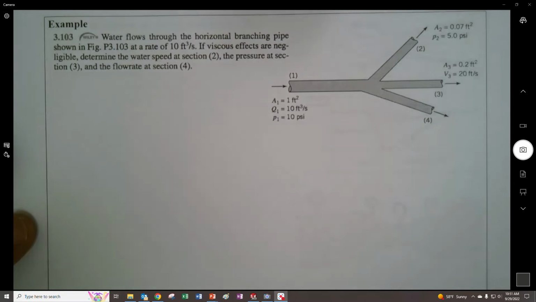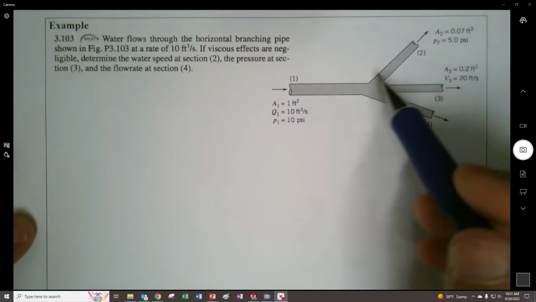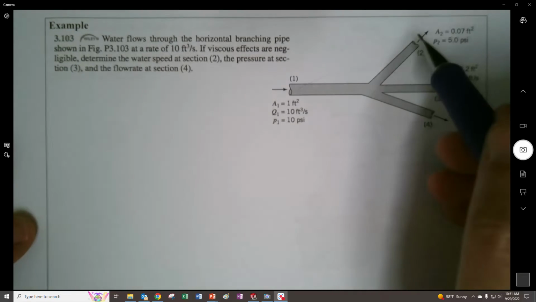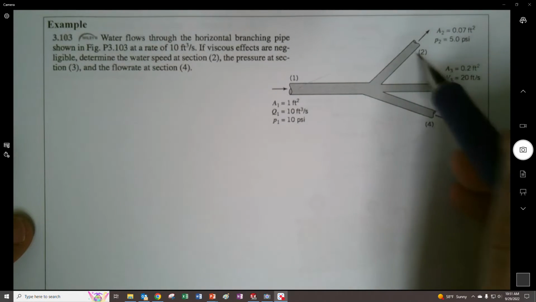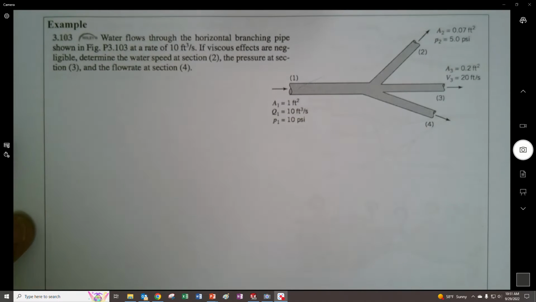Okay, continuing on with class 10, here is the third video, and we're going to deal with another example out of Munson's book. This has water flowing through this horizontal branching pipe, so this is in the horizontal plane. So there's not going to be any z's. All the z's are the same in this. We're looking down upon this.